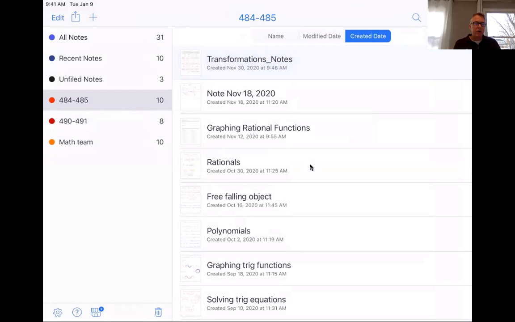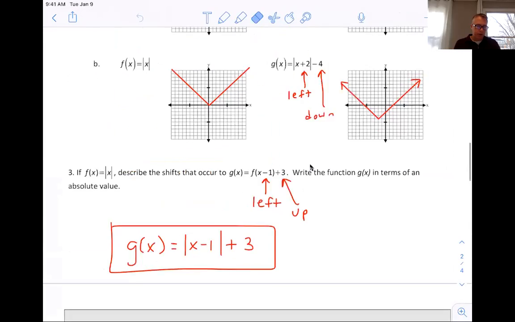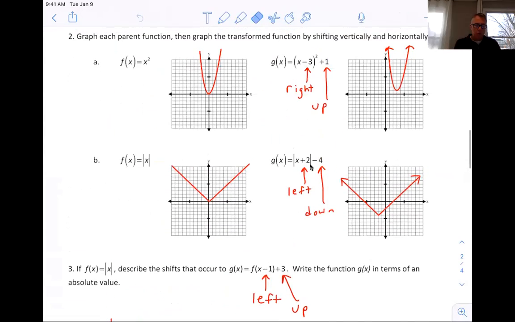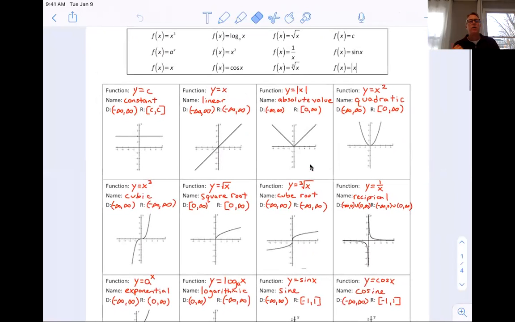Working on the same note sheet, the transformation note sheet in Notability. Hopefully you got an opportunity to open that up and just to refresh where we were. Yesterday, we talked about all of these parent functions, talked about their domain, their range, their name, and did some Kahoots to try and get familiar with those.